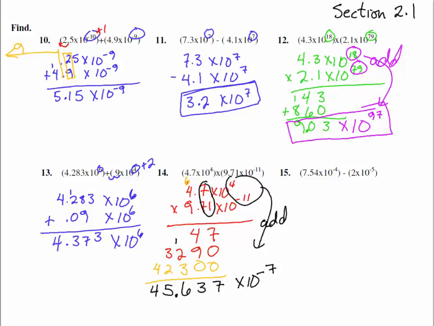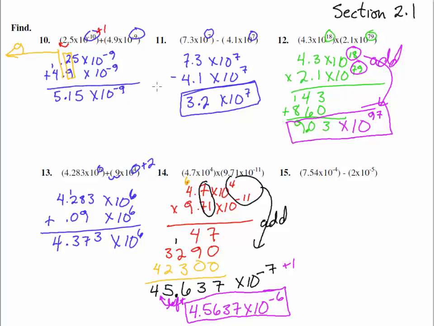Oh, hey, that looks pretty nice, except for one minor problem. This is not scientific notation. In order to be official scientific notation, we have to put the decimal right there. So left, and it goes up 1. So this really is 4.5637 times 10 to the negative 7 plus 1, which is negative 6. Whew, that was a tough one.